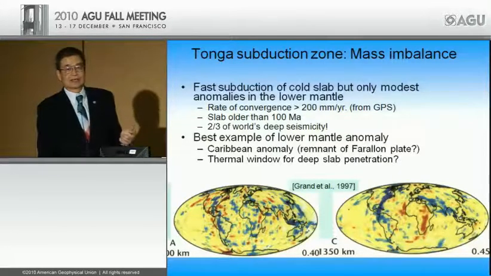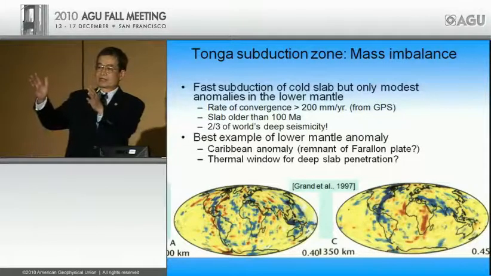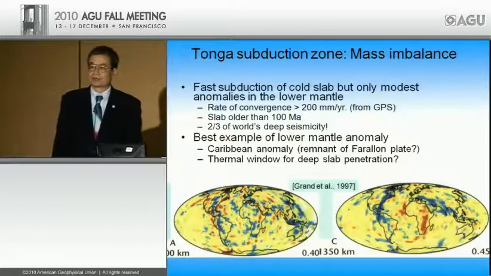All this slab goes down to the mantle. Basically, a piece of lithosphere sitting at the trench takes only about 3 million years to reach the bottom of the transition zone. Well, where did all this slab go?